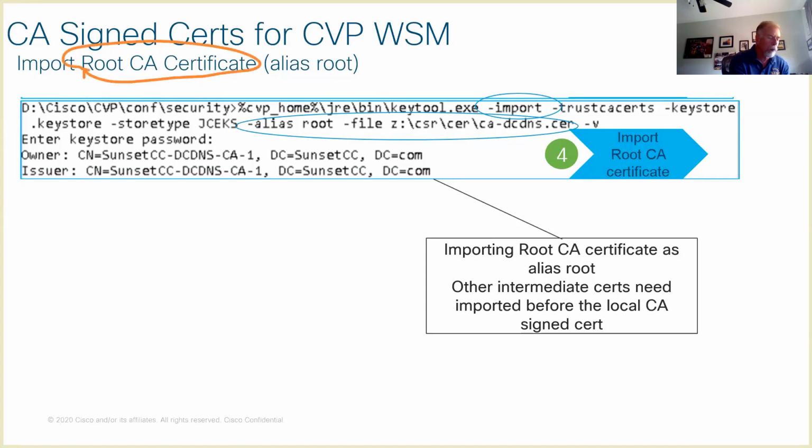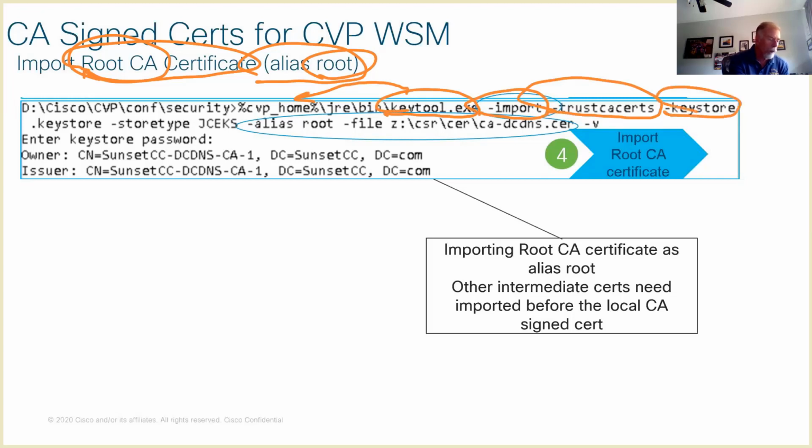Key thing is when you import the root CA certificate, everything seems to be driven by aliases within these keystores, having the right alias. So we're going to import that certificate as an alias of root. And again, how are we going to do that? We're going to use the keytool command, which is in some crazy folder location. We're going to use the import command line switch with that, doing a trustcacerts against our keystore of .keystore. Store type JCEKS.